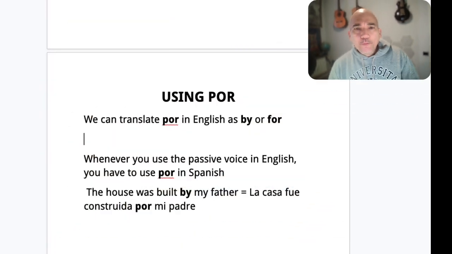Let's begin with por. The easiest way to learn one of the cases is when we use the passive voice in English. If we use the passive voice in English, we use by. For example, this house was built by my father. So that by, you can translate it into English with por. Always. There's no exception to that rule. So whenever you're using the passive voice in Spanish and you want to indicate the person or the thing that is executing the action, then you're going to use por.